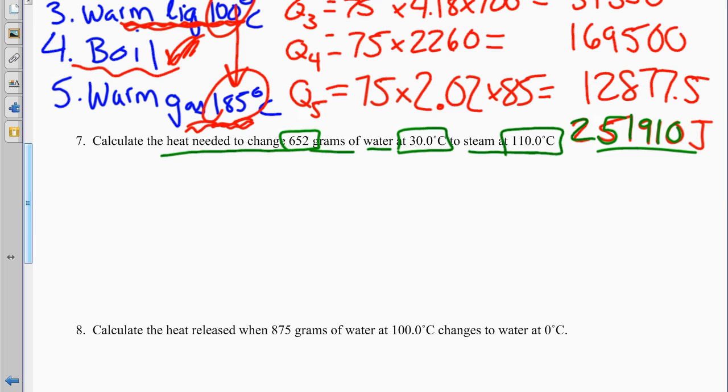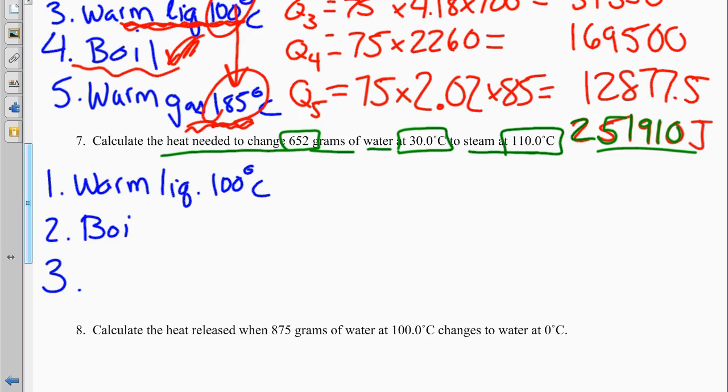Hopefully you got your 3 steps. This is a 3Q. I am water at 30 degrees, so I need to warm my liquid water up to 100 degrees. Then we go through the state change and we're going to boil. Once we boil, then we are going to heat that gas all the way up to the remaining 110 degrees Celsius. If you did not get that part, you might want to pause the program now to get your cues.